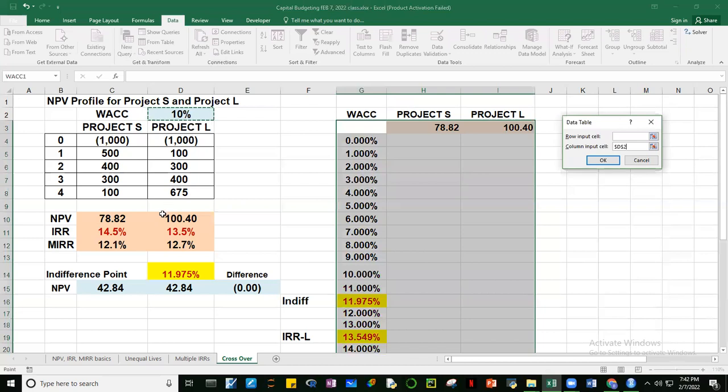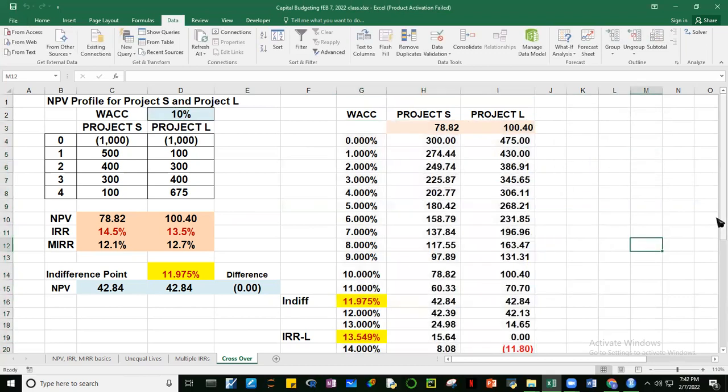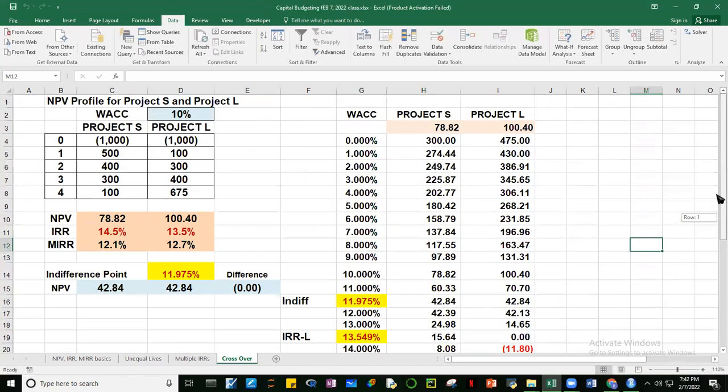And then what will happen is that it will capture the NPV value here, so it will copy whatever the value is given the percentage. Okay, so this is a quick way to do it. There, okay.